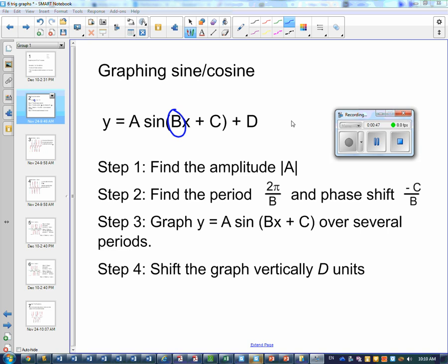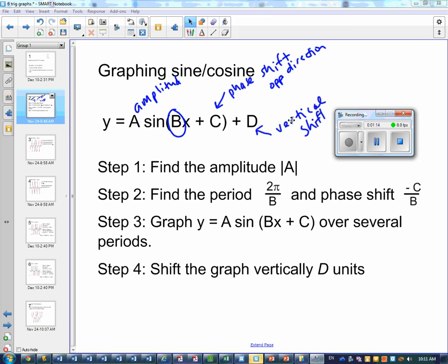So remember that a is the amplitude, c is your phase shift. Remember, you go in the opposite direction. So if it says plus, you actually go left. If it says minus, you actually go right. D is your vertical shift. And B is going to change the period.